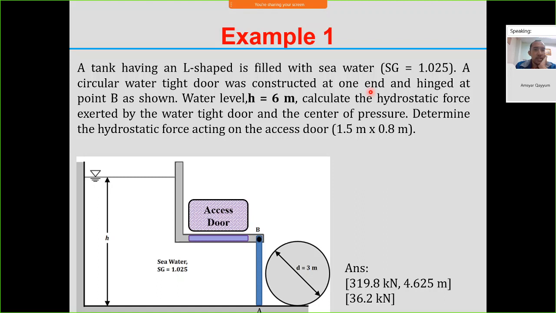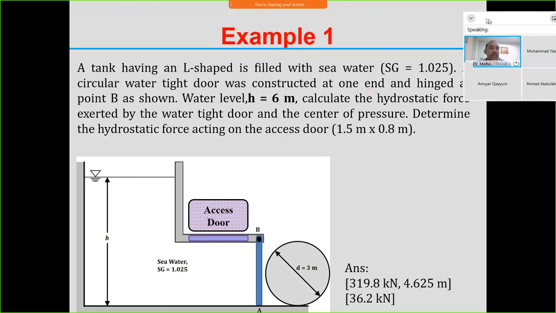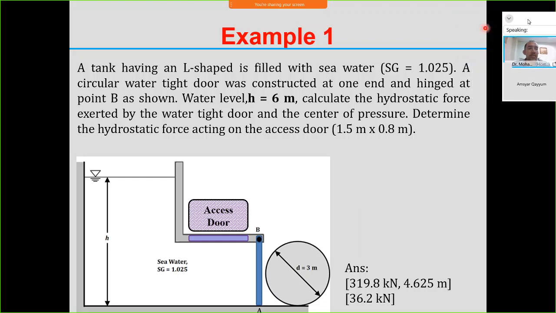Okay, can anybody please switch on the microphone and answer the question? Amsha? Okay, Amsha. Yes, sir. Okay, so what is the density?